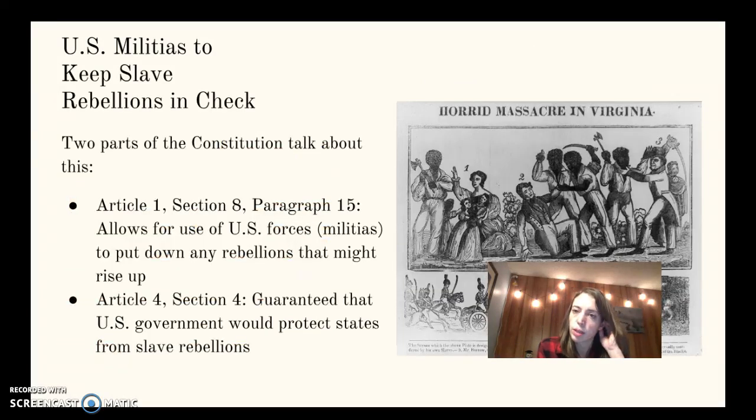So there's also, in the Constitution, a guarantee of military help, basically. So if you experience a slave rebellion or something like that, the U.S. militias will come to your service to help you out. And that shows up in two parts of the Constitution. In Article 1, it allows for the use of U.S. forces to put down any rebellions that might rise up. And then Article 4 guaranteed that the U.S. government would protect states from slave rebellions. So they would basically send in the troops if the slaves were rising up. And again, these are all protections that the southern states wanted.